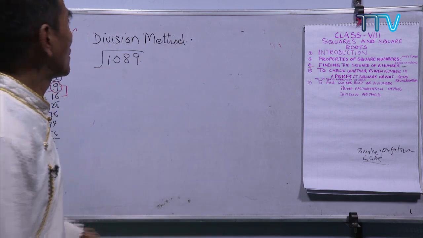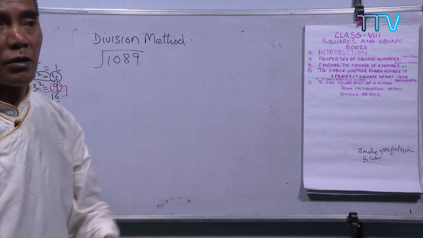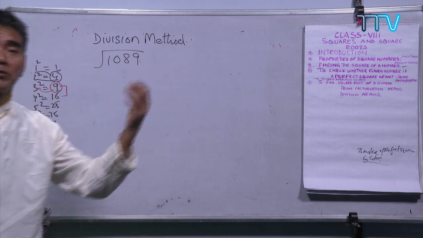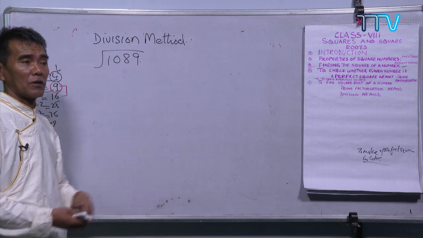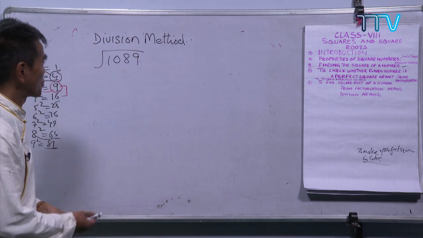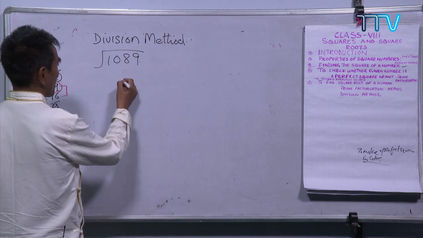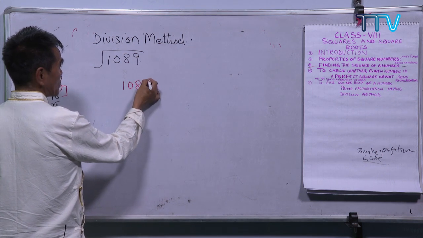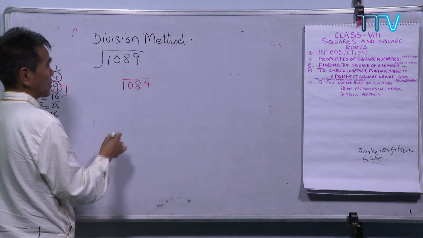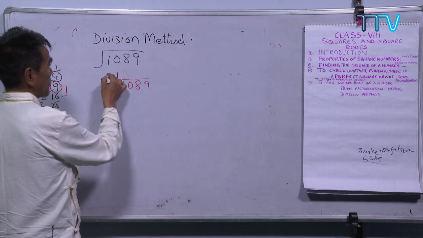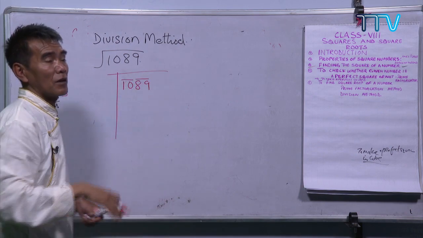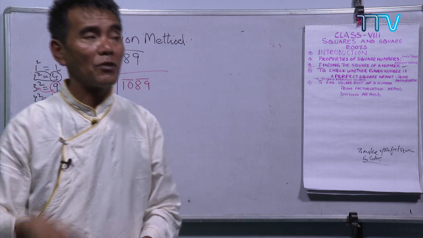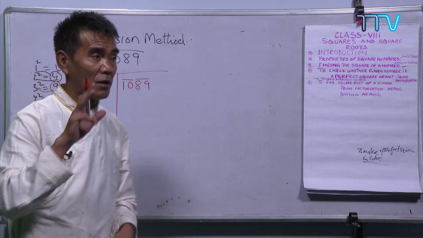Since the number has 4 digits, in the one's place you write bars: 1089. Since it has 2 bars, the square root of the given number has only 2 digits.